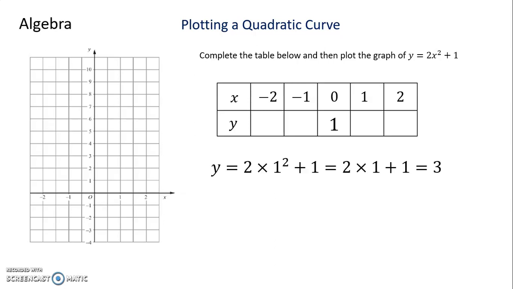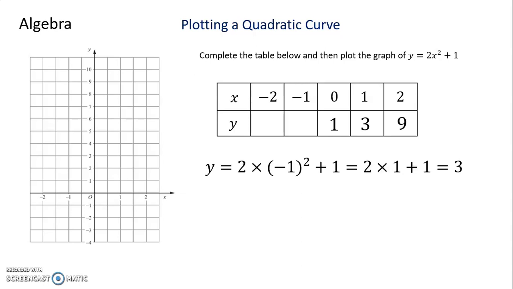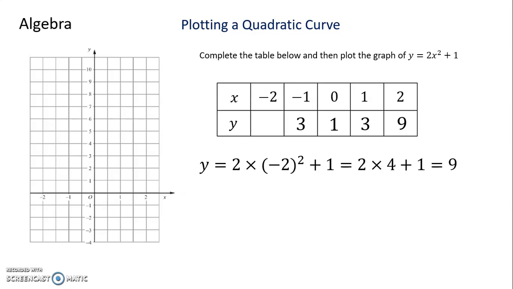Okay, so next one will be 2 lots of 1 squared add 1. So 1 squared is 1, and so 2 times 1 is 2, add 1 is 3, and then 2 times 2 squared add 1. So that's going to be 2 times 4 add 1, which is 9. And then I'm going to move on to the negatives. 2 times negative 1 squared add 1. Well, negative 1 squared is the same as 1 squared. So 2 times 1 add 1, which is 3. And again, we can see that symmetry coming into play. 2 times negative 2 squared add 1 is going to be the same as 2 times 2 squared add 1. And that gives me 9.